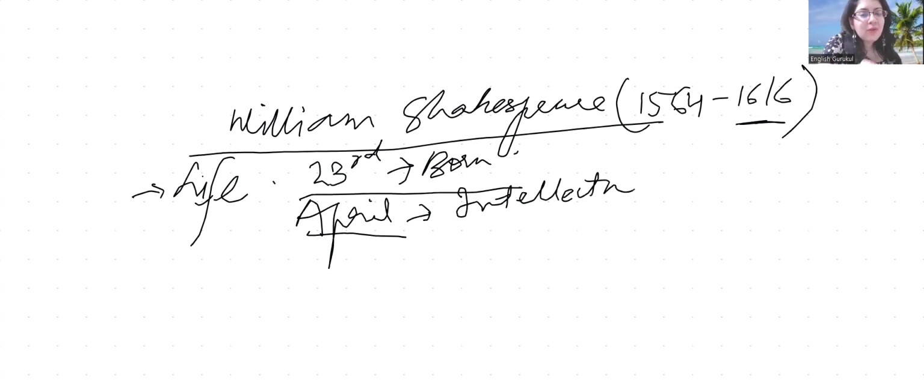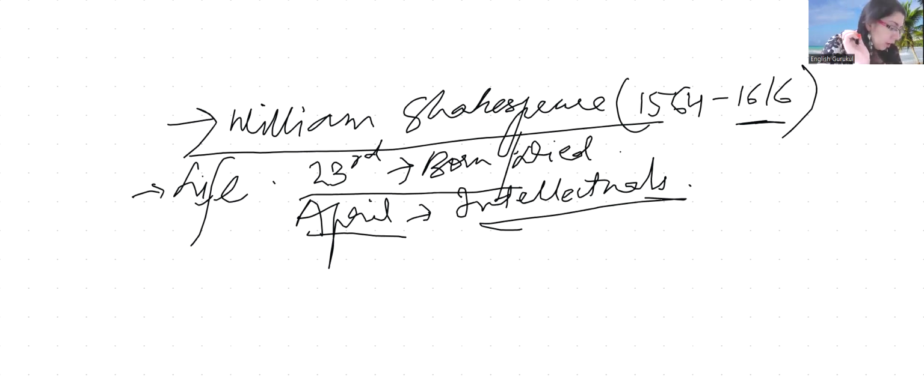I was born on 15th April, and William Shakespeare was born on 23rd April, and he died on 23rd April as well. So he was born on 23rd April 1564. Now you can remember 15, my birth date, 15th April. And 64, you can remember 6, 4. After 5, 6 comes and then 4. You can just connect the dots, right?